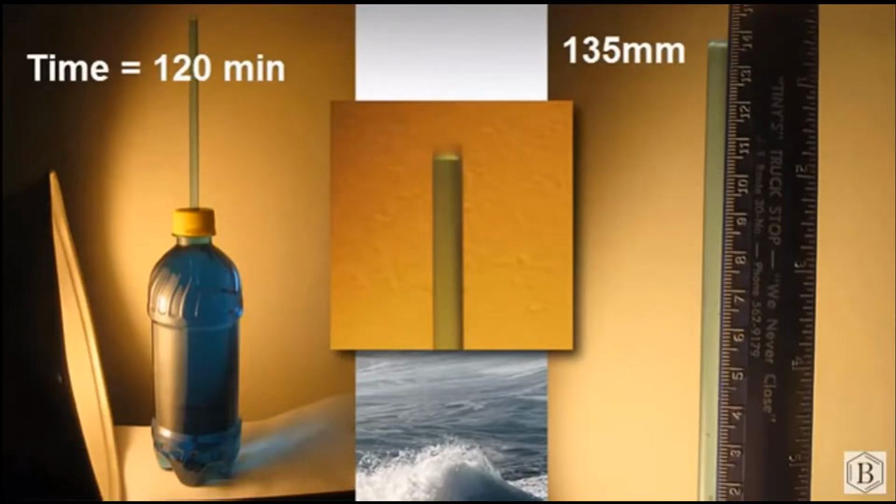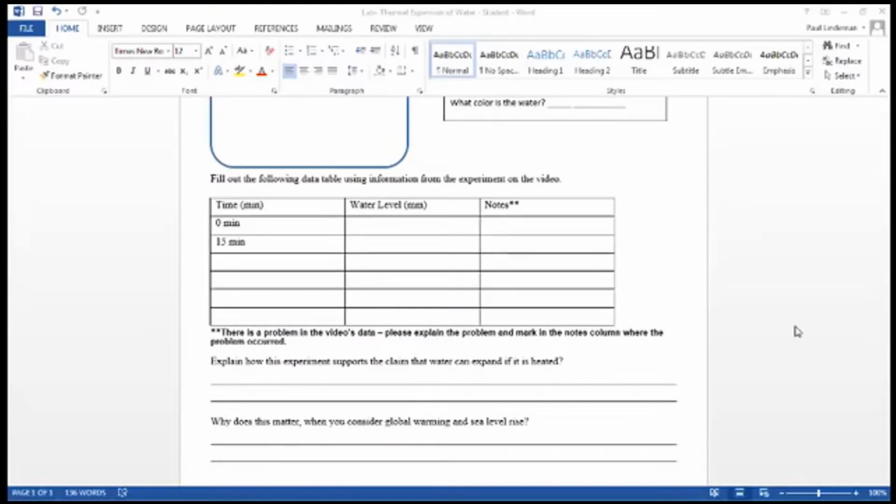If we turn the light off and we wait a while, as the water cools, it'll contract and return to the original position. Now you might wonder, why is all this important? I mean, we've shown that water expands as it's heated, but why does it matter? So why does it matter that water expands when it heats?